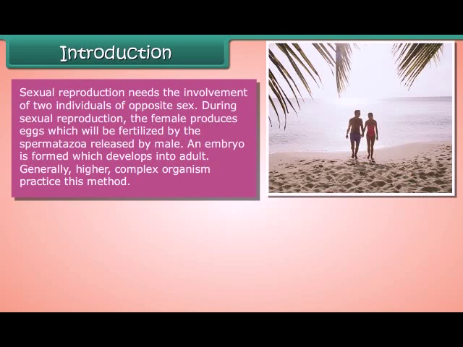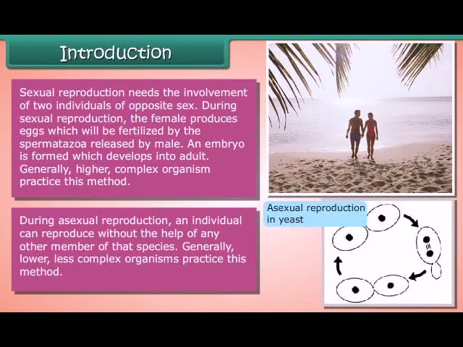During sexual reproduction, the female produces eggs which will be fertilized by the spermatozoa released by the male. An embryo is formed which develops into an adult. Generally, higher complex organisms practice this method. During asexual reproduction, an individual can reproduce without the help of any other member of that species. Generally, lower, less complex organisms practice this method.